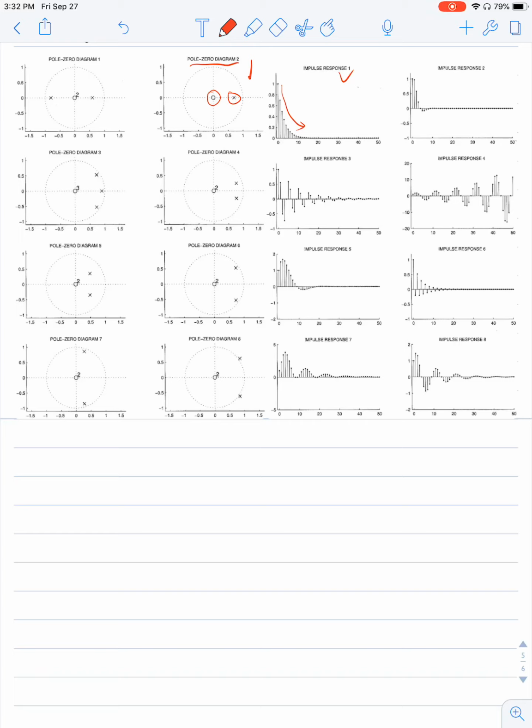And now let's look at diagram 8. It's obvious that there are 2 poles outside the unit circle, so the corresponding impulse response should diverge, indicating that the system is unstable. So the only possible one is response 4.